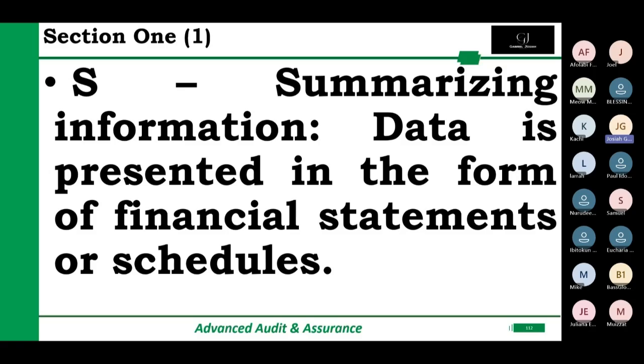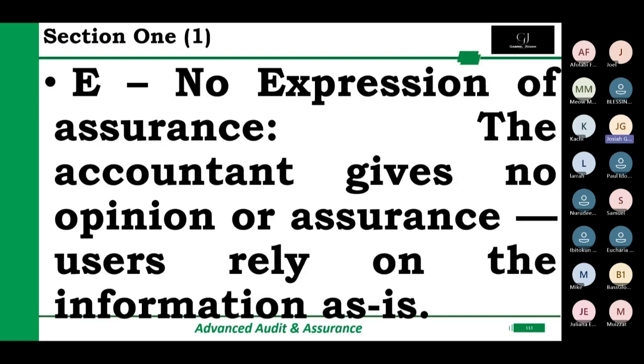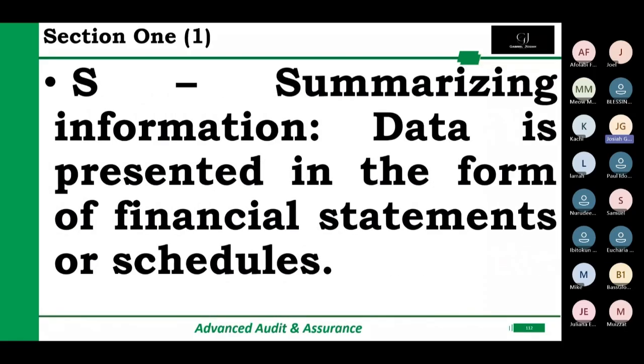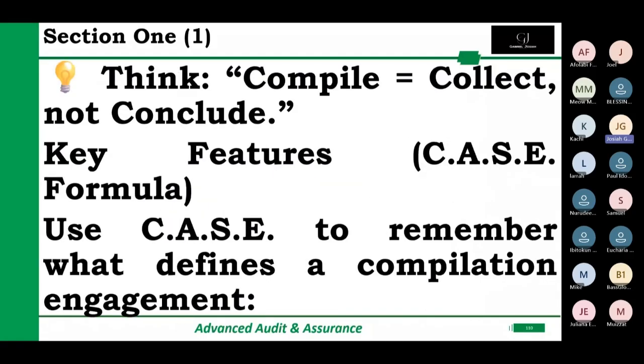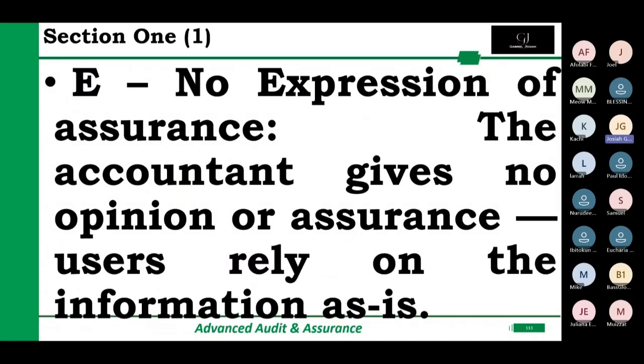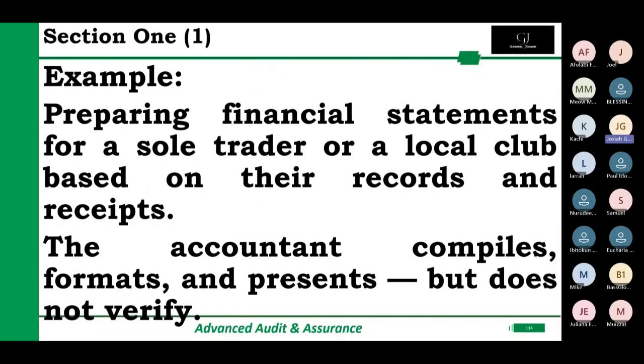Data is presented to the client or the recipients of the information in the form of financial statements or schedules. And the E is there's no expression of assurance. The accountant gives no opinion or assurance. Users rely on the information as it is, as he provides it. So when you think of compilation, use the CASE formula to define compilation engagements comprehensively.